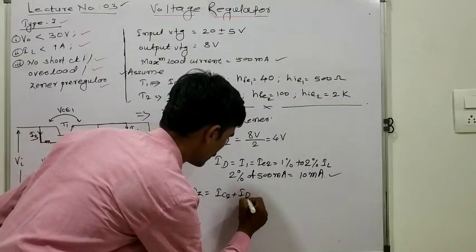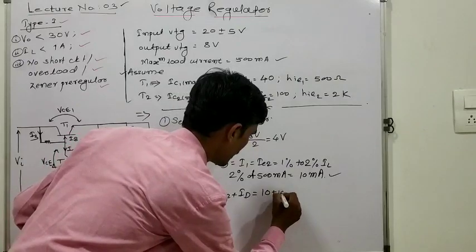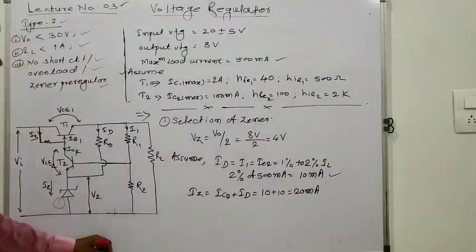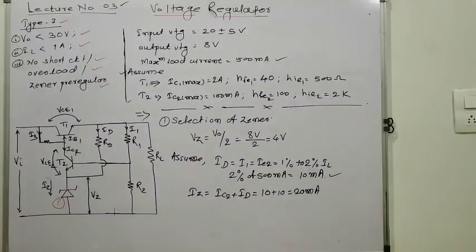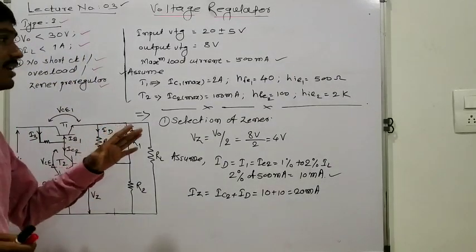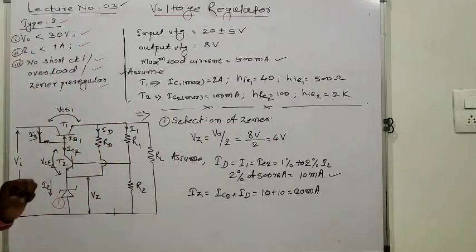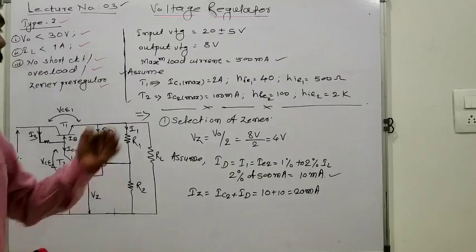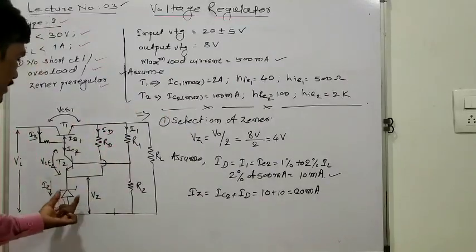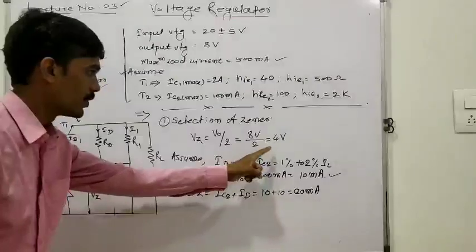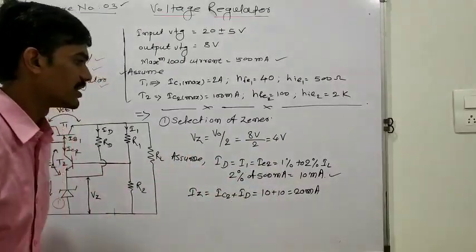IC2 plus ID, that is 10 plus 10, that is equal to 20 milliampere. So when we go for the designing of any problem, we have to select a specific component, like analog components. When we select an analog component, we must know the power rating of that component. So here we are designing a Zener diode. For that we calculate the voltage across it and the current flowing through the Zener diode.